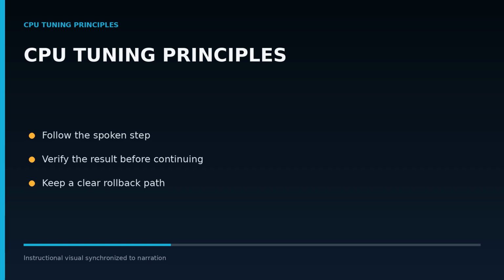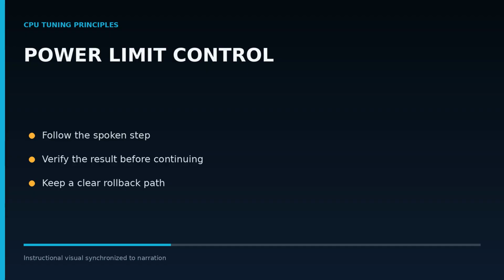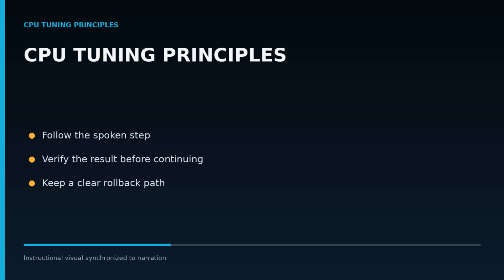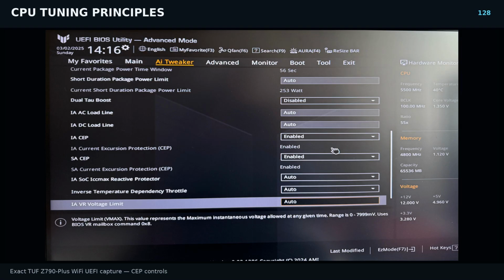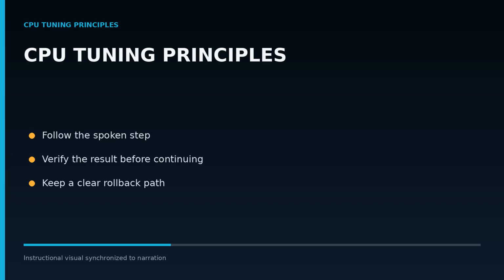Next, let's speak about limits. PL1 and PL2, often labeled long-duration and short-duration package power limits, constrain sustained and short-term power draw. Current limits, like ICC Max and IAVR current limits, define how much current the regulator will allow on the core rail. Starting from Intel default settings keeps these limits conservative enough to reduce stress while still allowing high performance. Current excursion protection, or CEP, is another safeguard that can clamp transients. Keep CEP enabled during daily tuning. It is there to prevent unhealthy spikes.